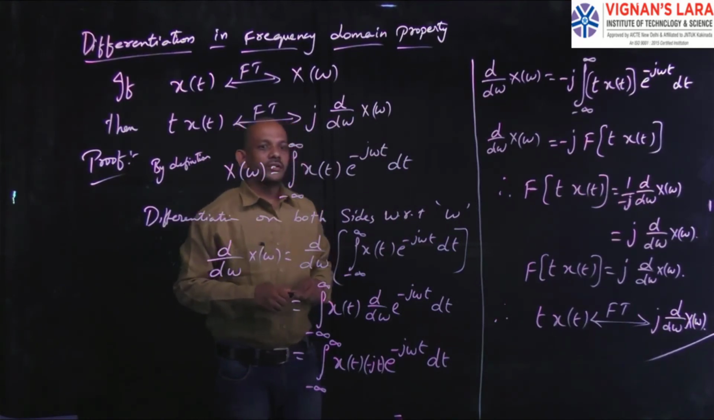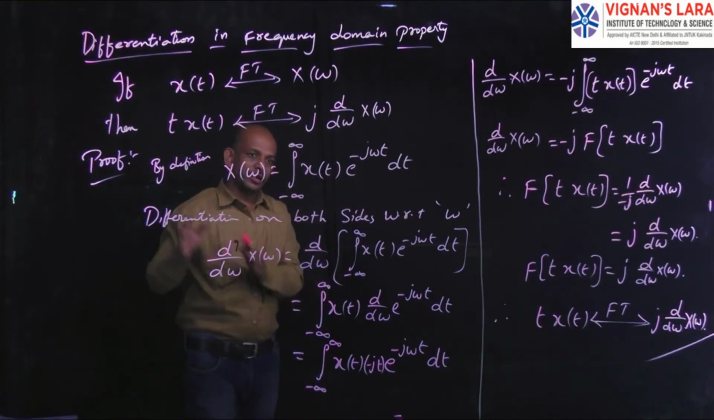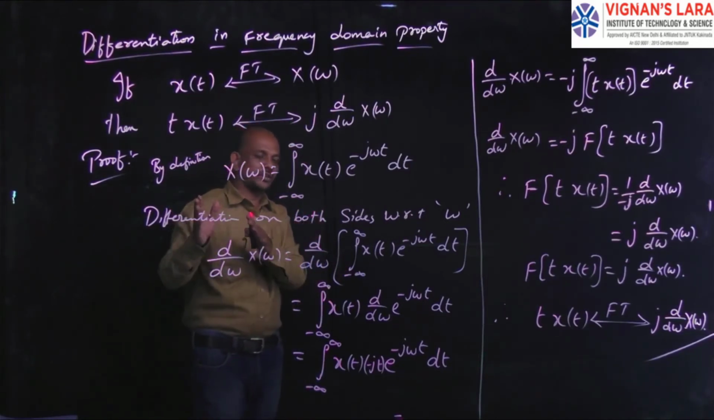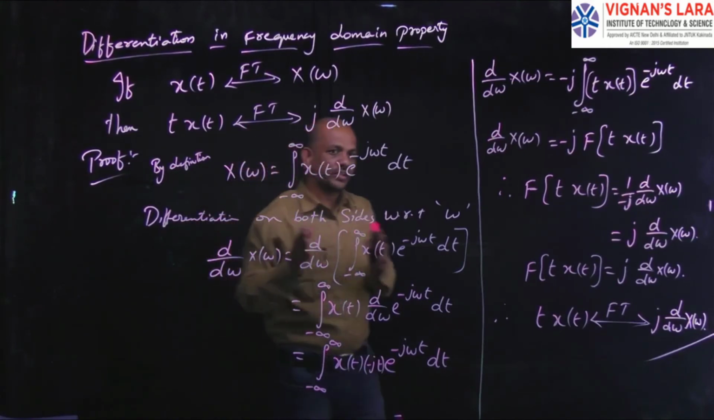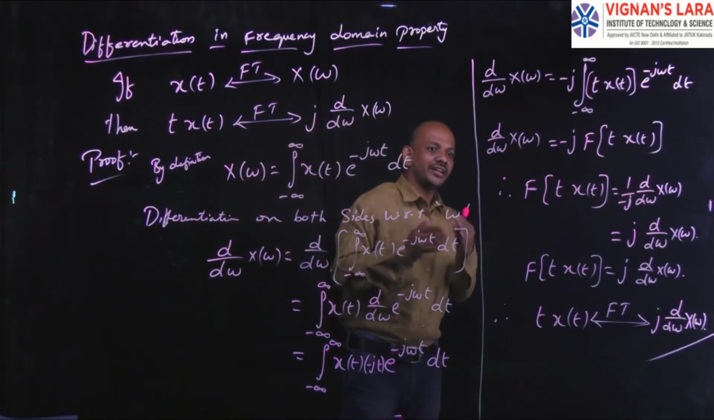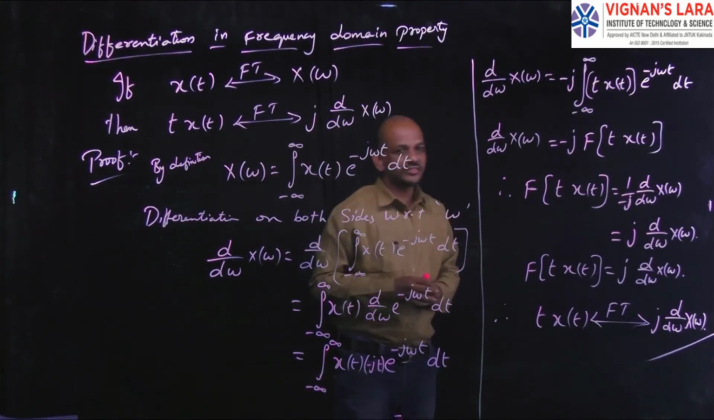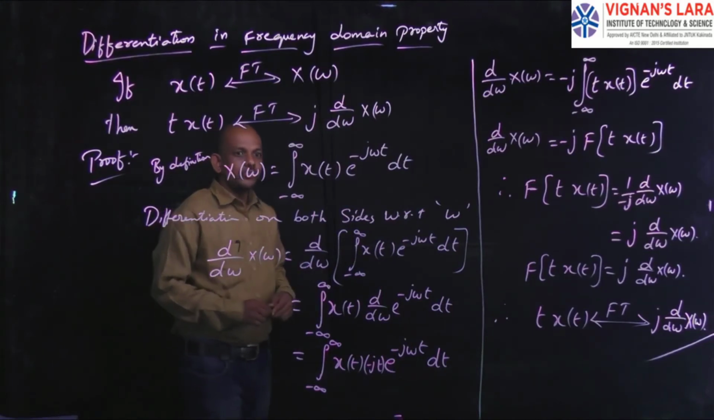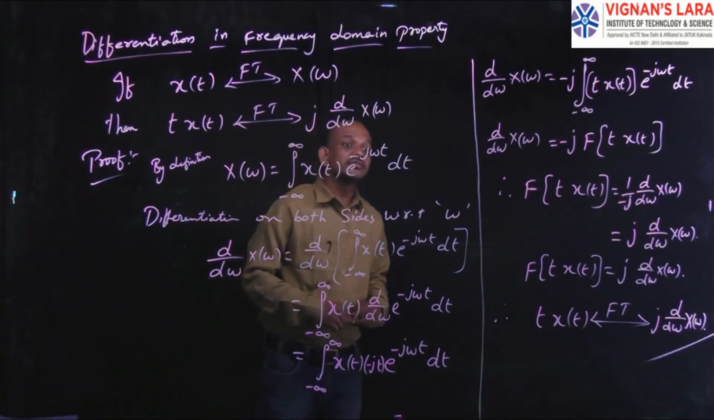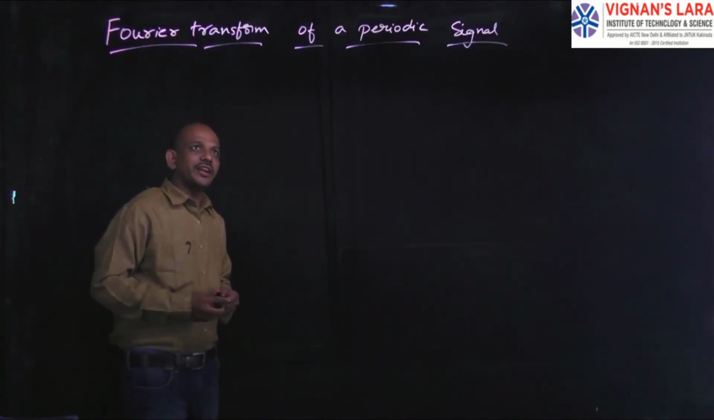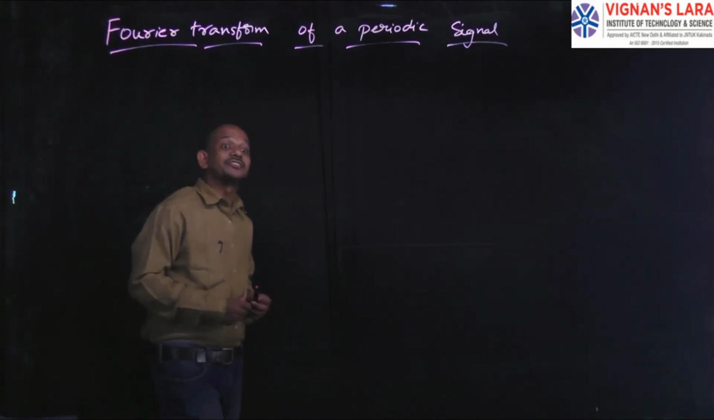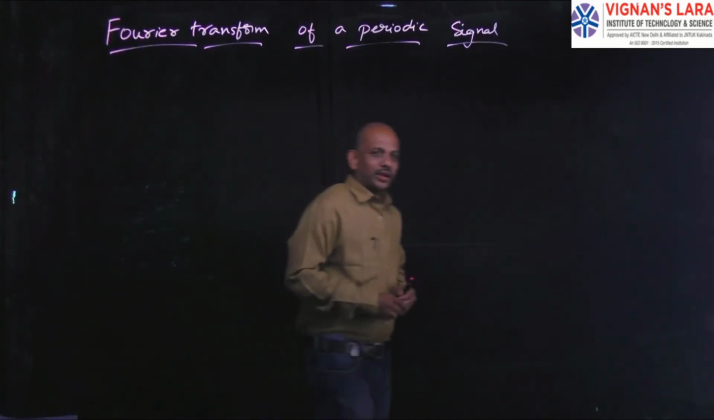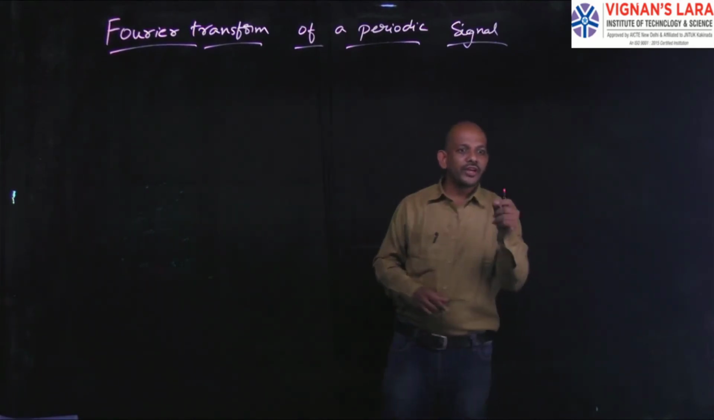Okay. With this I completed the properties of Fourier transform. So I had given 12 properties. In that I had gone for the proof of 6 properties and I had given you the work, the remaining 6 properties. Okay. Now we will go for the Fourier transform of a periodic signal. The next topic is Fourier transform of a periodic signal. Now the topic is Fourier transform of a periodic signal. We all know for periodic signals we will use Fourier series.